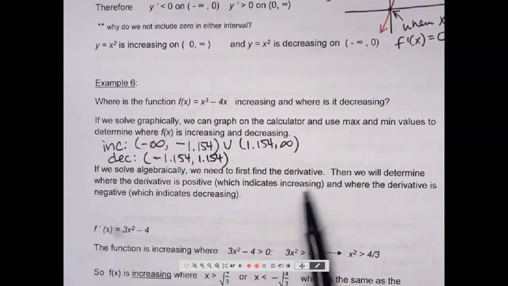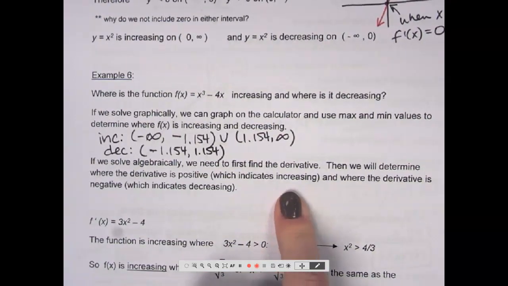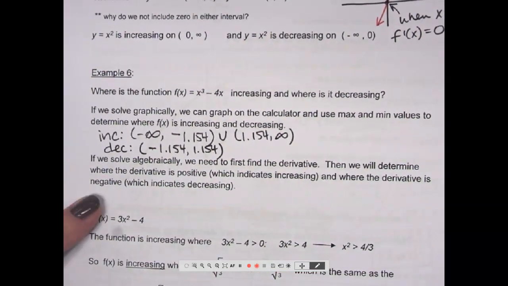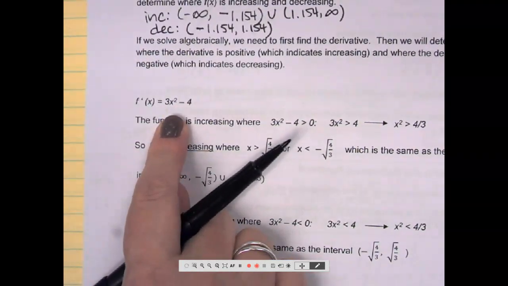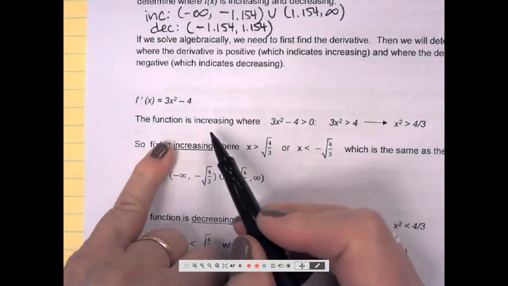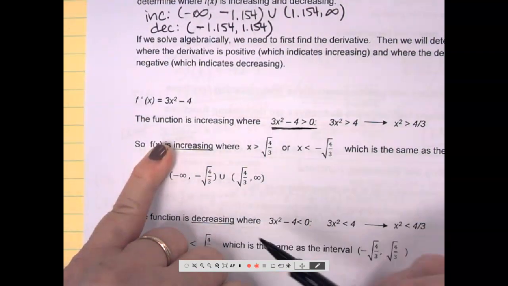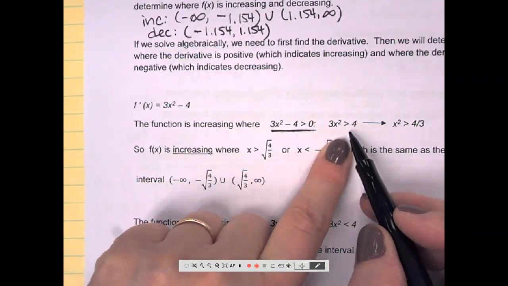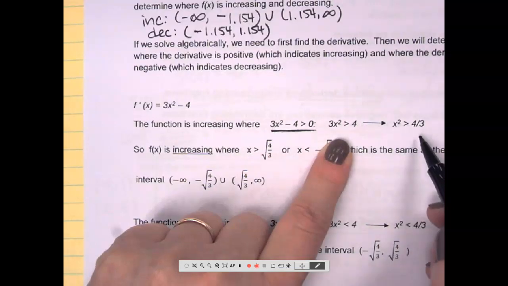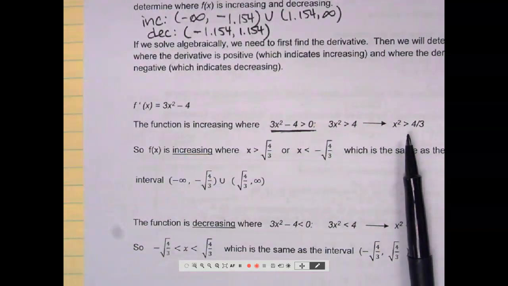But let's talk about if we solve algebraically. We need to first find the derivative, then we will determine where the derivative is positive, which will indicate where the function is increasing, and where the derivative is negative, which will indicate where it's decreasing. Okay, so if I take the derivative, I get this. I want to know where the function is increasing, so I set that quantity greater than 0. Well, if I add 4 to both sides, I get this. If I divide by 3, I get this. Where is x squared bigger than 4/3?